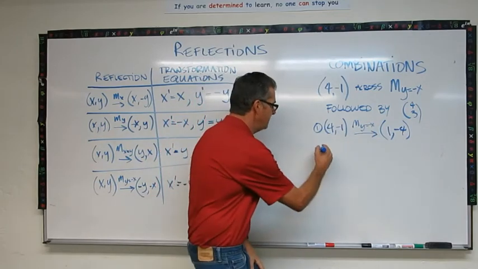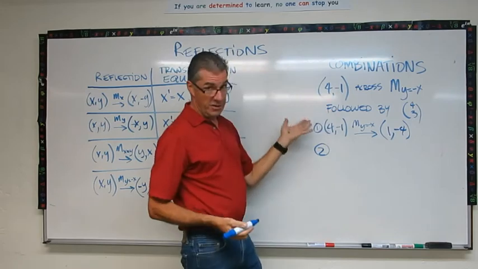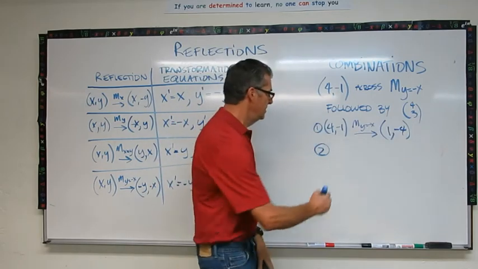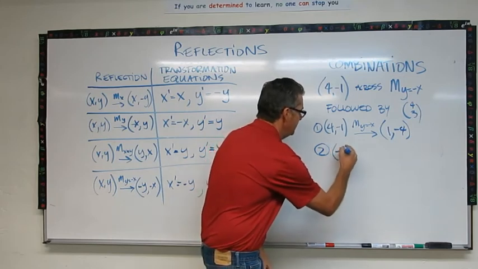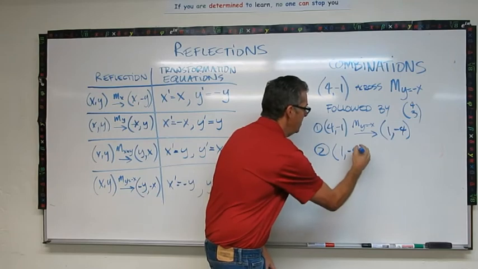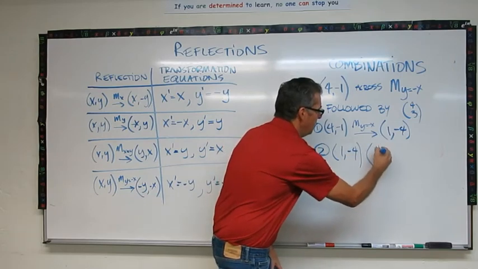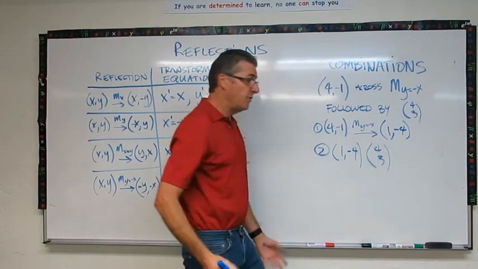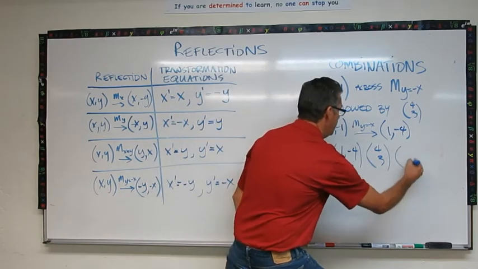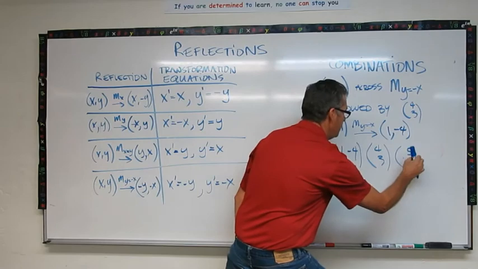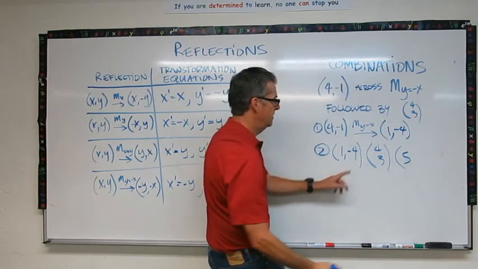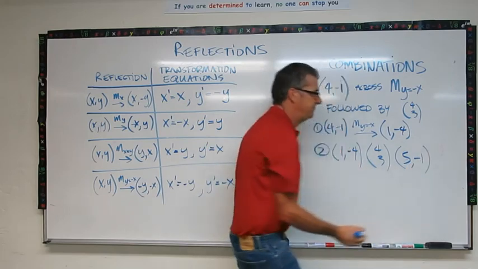Now, second step, we're going to slide this new point across that vector. So let's write that out. 1, negative 4 across 4, 3. So now we just do the addition. It's going to end up being 5, let's write it correctly, 5 comma negative 1.